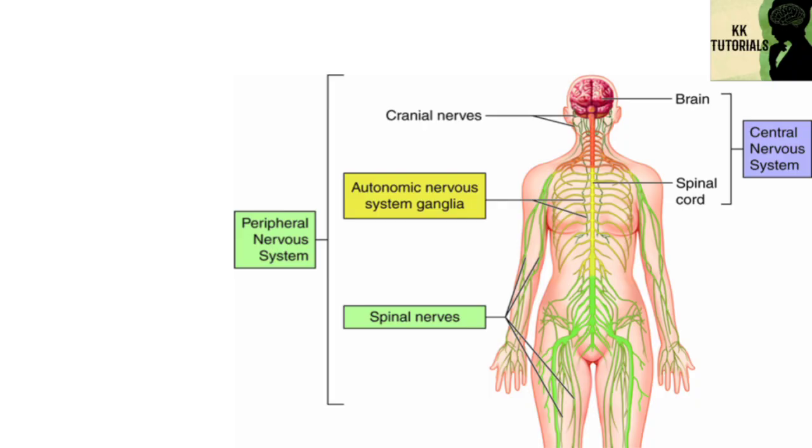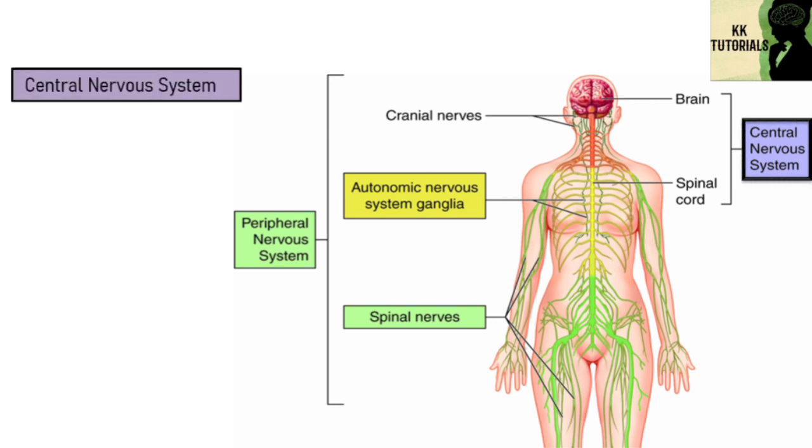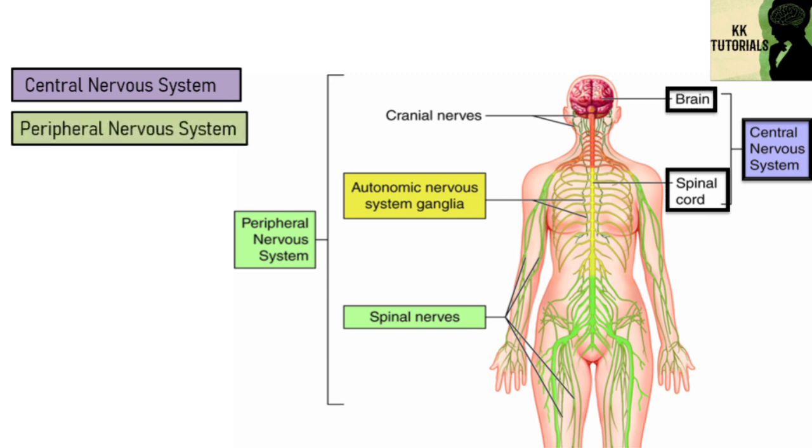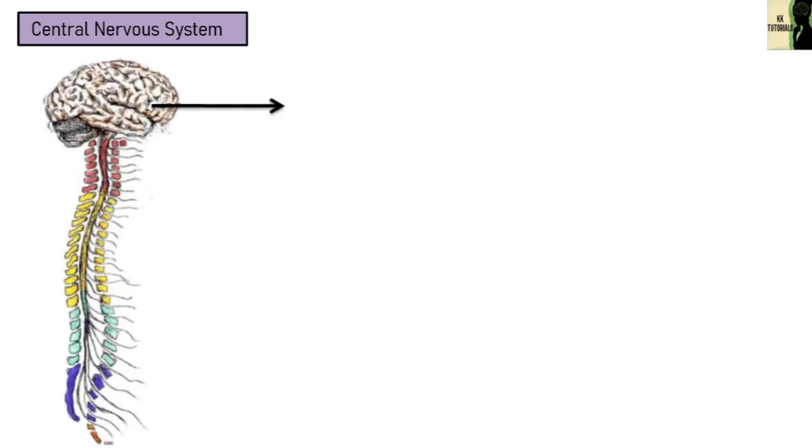In this image, you will get a clear idea about the three parts of nervous system: central nervous system, peripheral nervous system, and autonomic nervous system. Let's start with central nervous system, that is CNS. As we have discussed earlier, brain and the spinal cord are the parts of CNS.